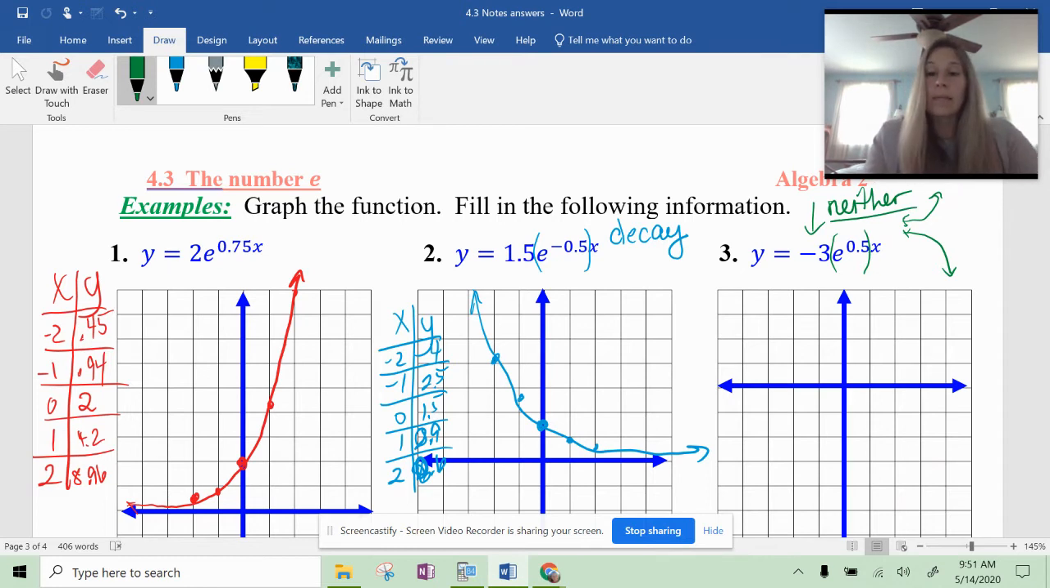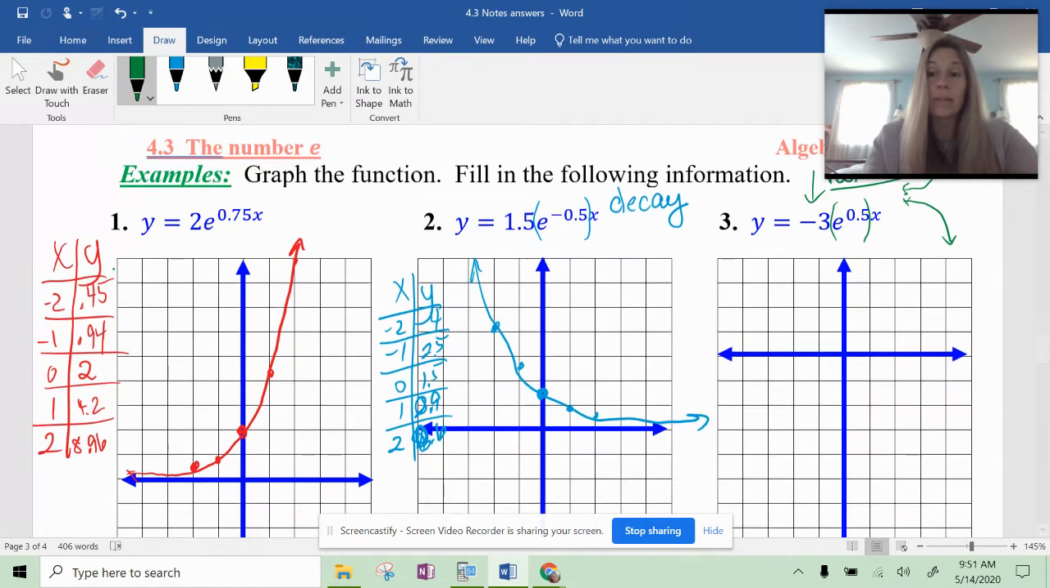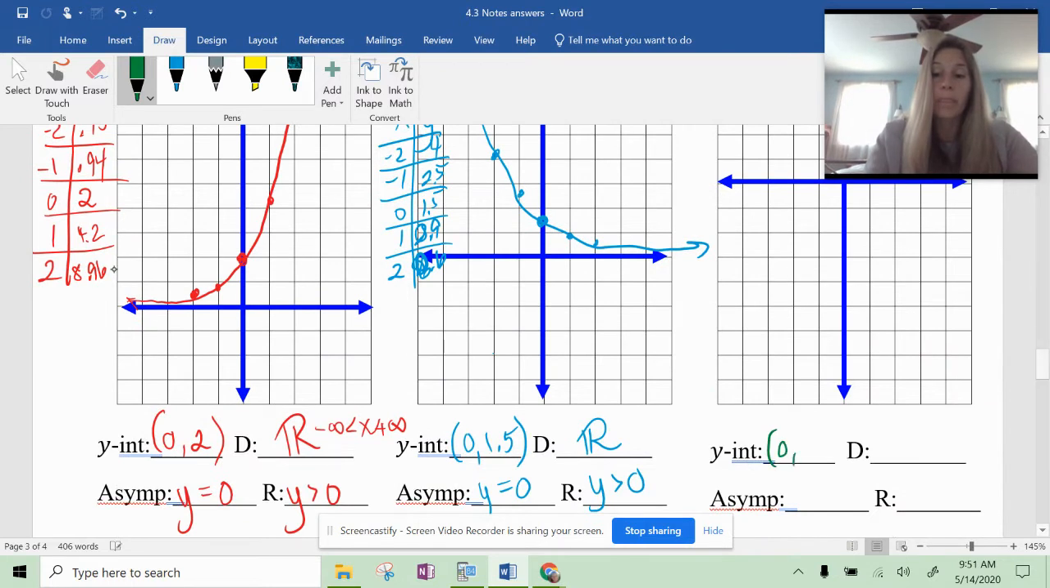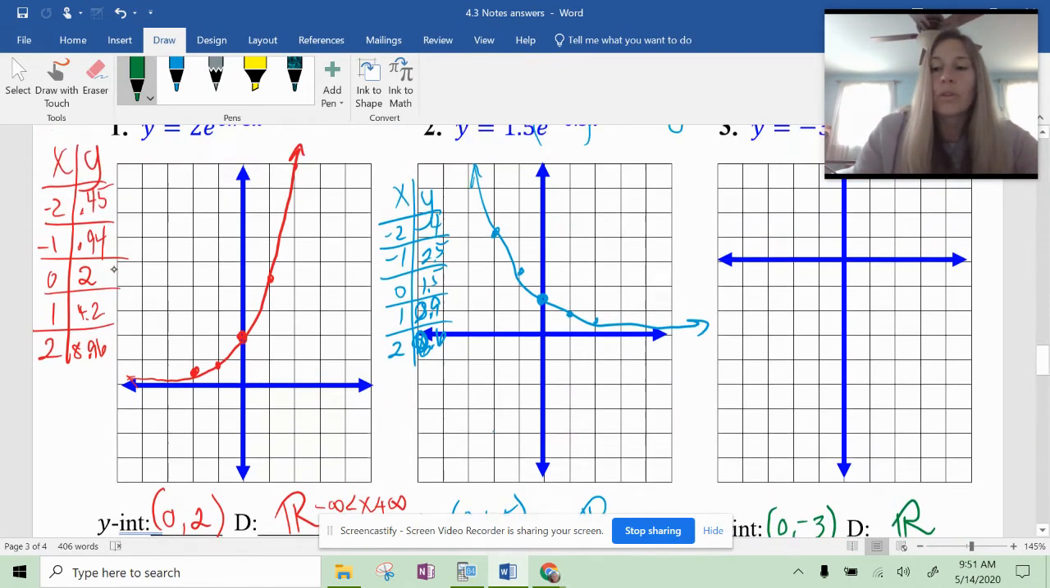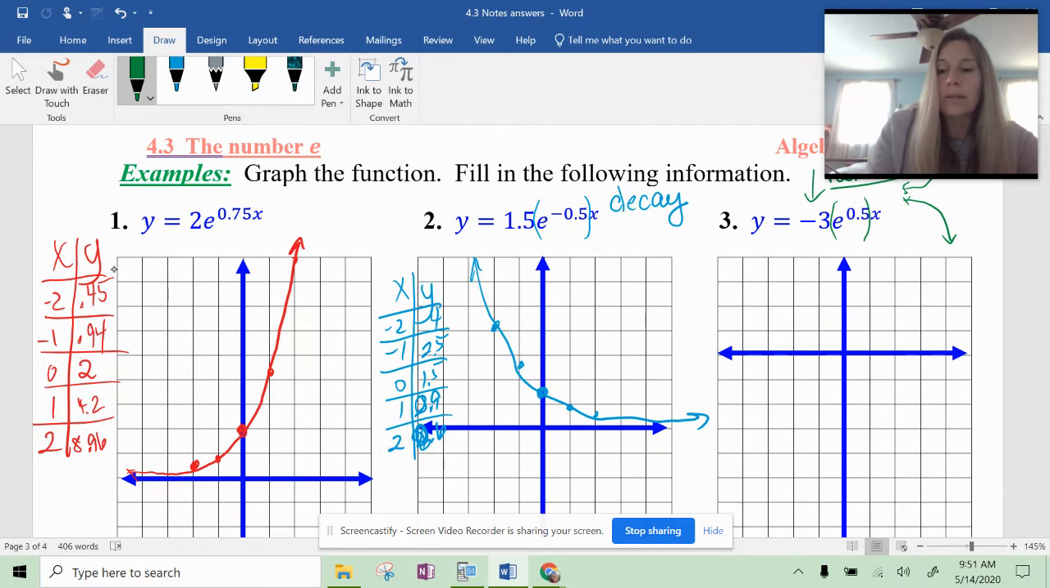So in this case, because my h and k are not there, my y-intercept is still going to be 0, -3. My domain will still be all real numbers. My asymptote will still be y equals 0, but this time the range will be y is less than 0 because it's going to reflect over that x-axis. So now getting the points, I already had the 0 and -3. But if I want to get a couple more points, I'm just going to use my calculator.